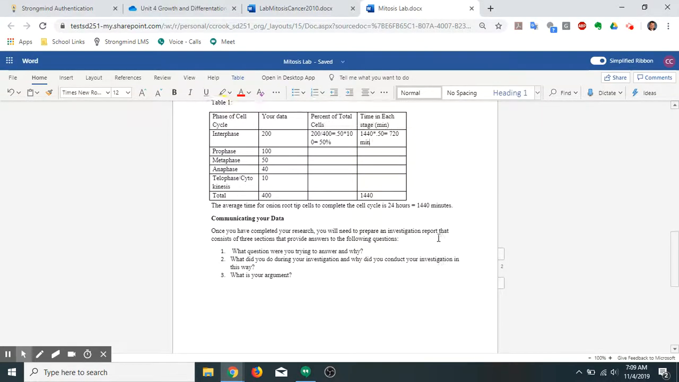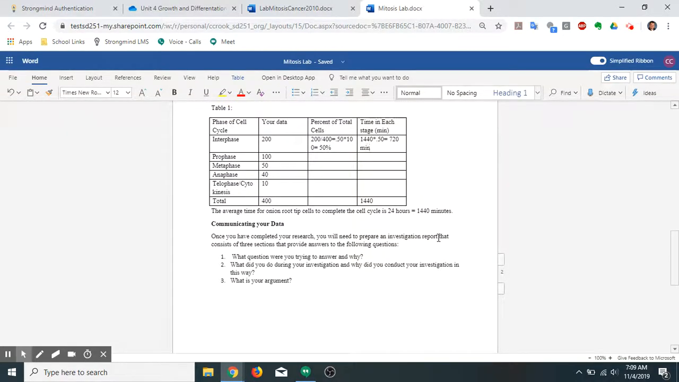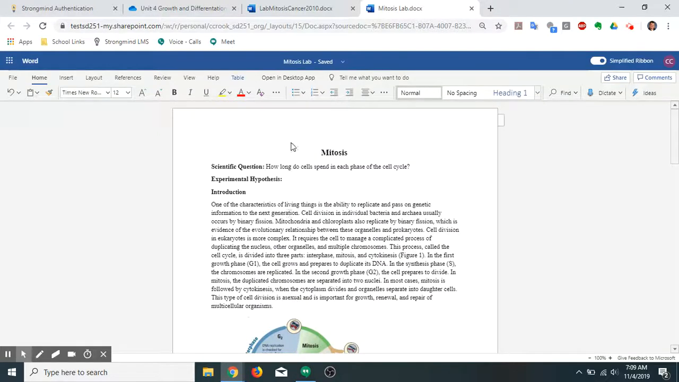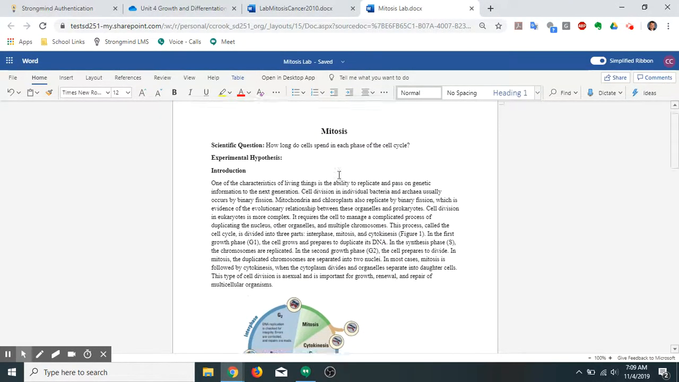All right. So this gets to the next portion of this lab write-up. You can either type this up and share it with me like we've always done, or you can write this on a piece of paper. But you'll have 3 questions that you need to answer. This needs to be 3 paragraphs long like we've always done. Okay, this is not new for you guys. So what questions were you trying to answer and why? Well, guess what? It's right up here. How long do cells spend in each phase of the cell cycle?